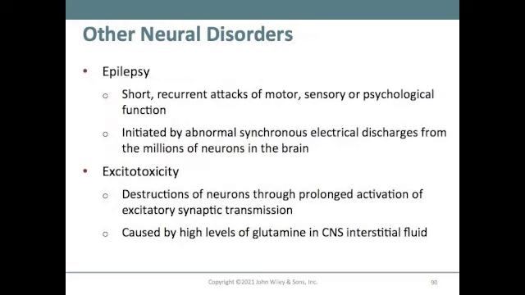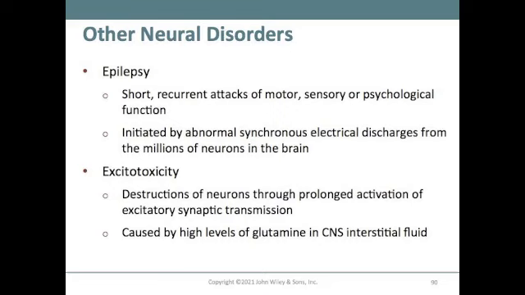So epilepsy is another neurological disorder. The short recurrent attacks of motor, sensory, or psychological function initiated by abnormal synchronous electrical discharges from the millions of neurons in the brain. So most people with epilepsy, occasionally, they might get some sort of stimuli where they go into a seizure.